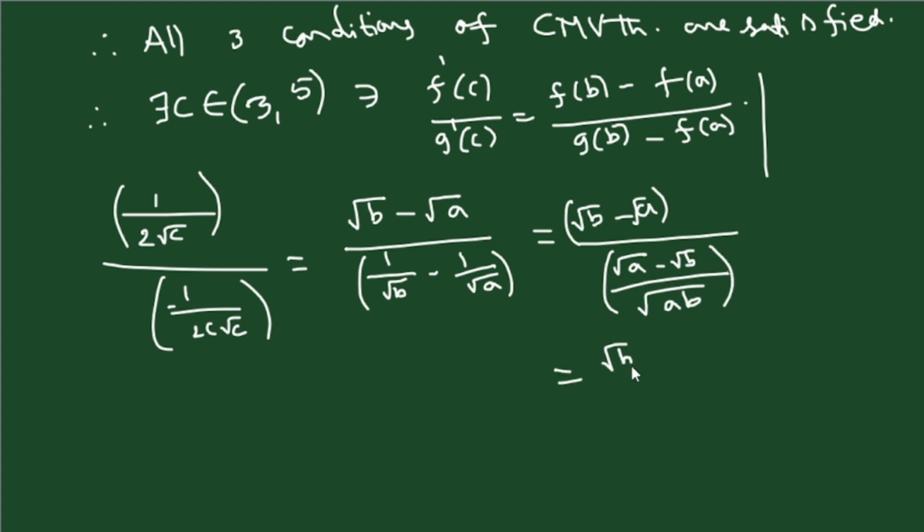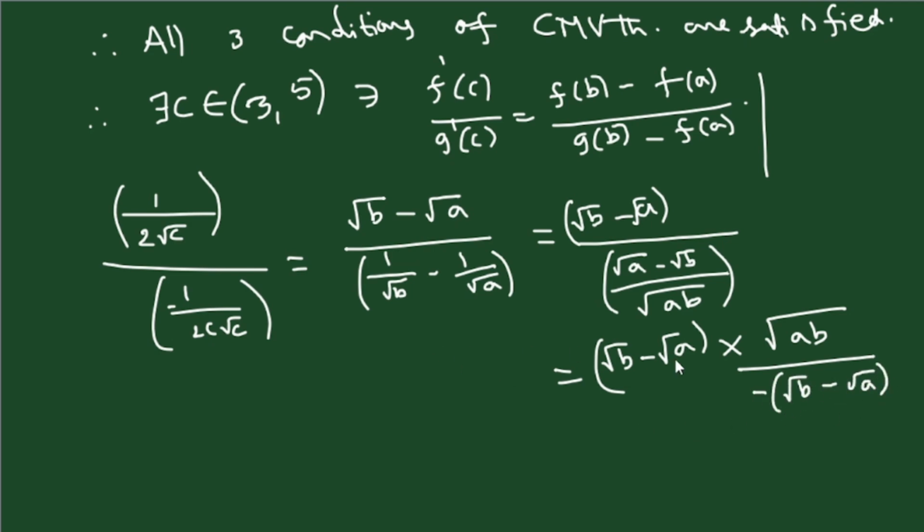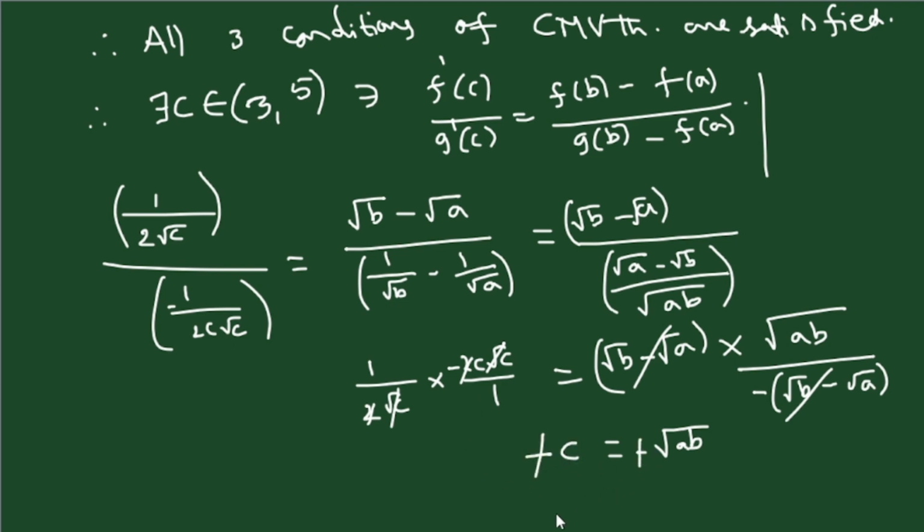And you can write this as root b minus root a into root ab, which comes to the numerator, divided by root a minus root b. I write root a minus root b as minus of root b minus root a. Right. Now these two are cancelled. This is minus root ab. And what about the LHS? LHS is 1 by 2 root c multiplied by minus 2c root c by 1. So 2 gets cancelled, root c gets cancelled. You will get minus c. Minus minus gone. Therefore, c equal to root ab.